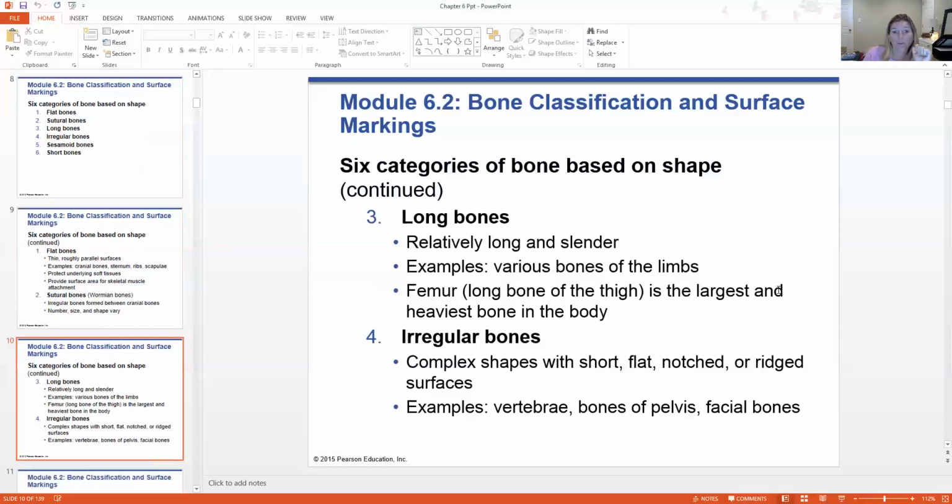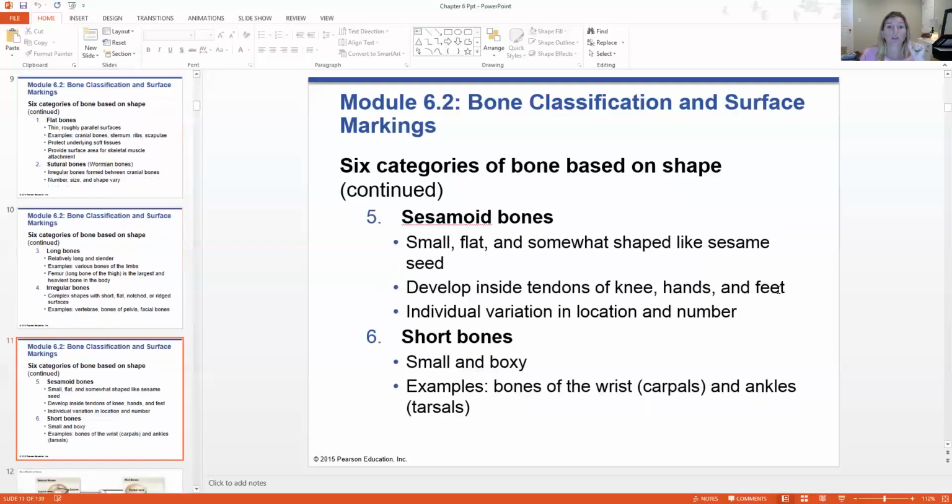That's our longest, heaviest bone in the body. Irregular bones are usually short, flat, and kind of rigid. These would be like our vertebrae, our pelvis, our facial bones. They just have an irregular shape, so we throw them into this hodgepodge category.